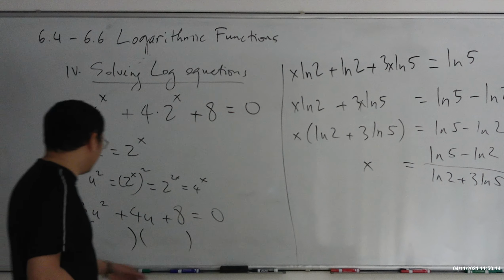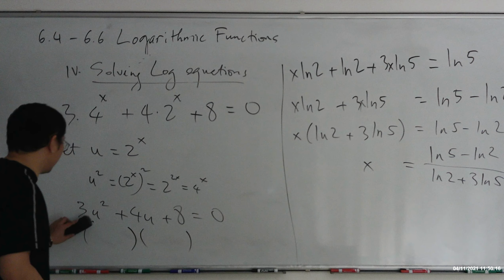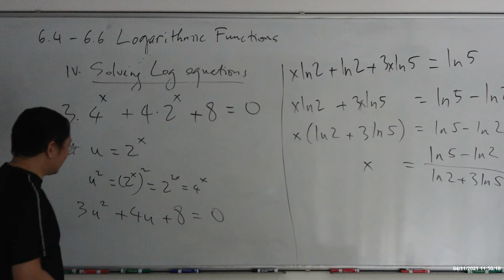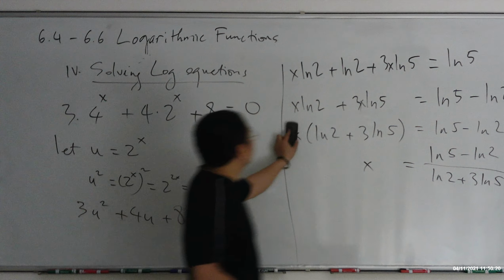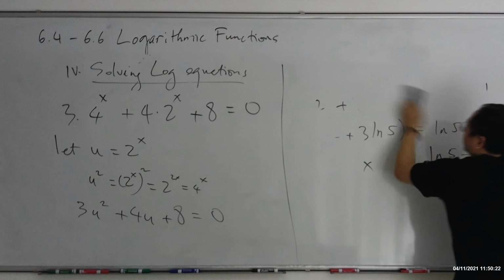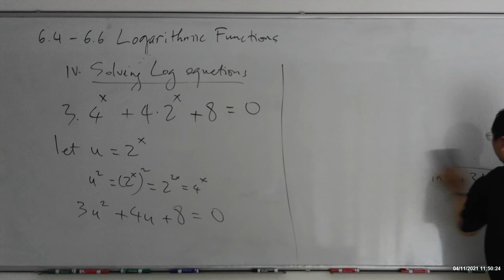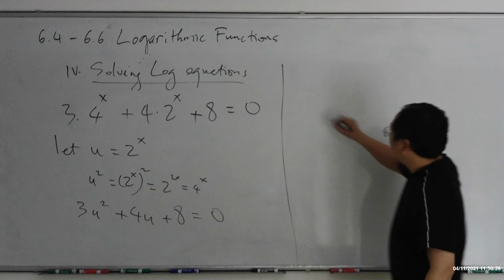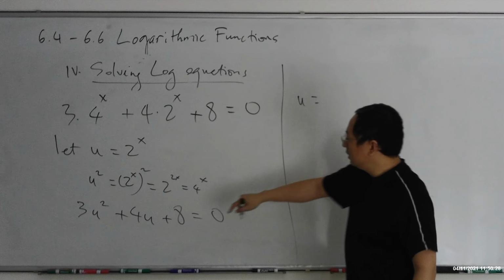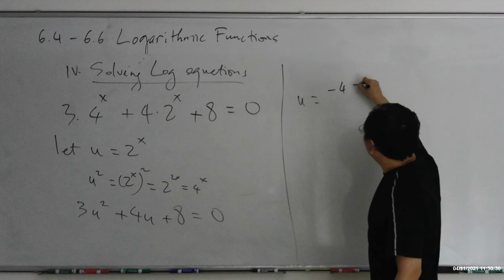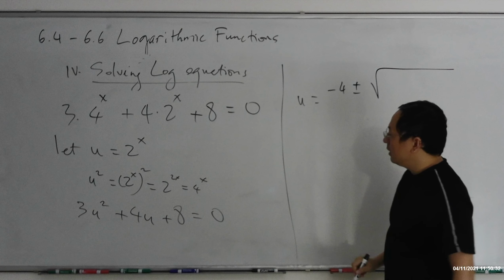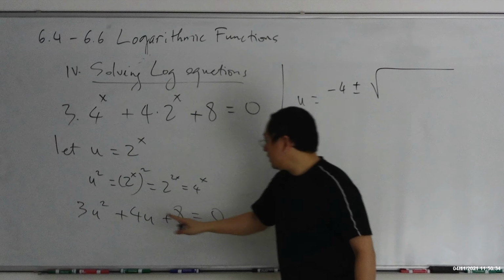I don't know. If not factorable, then you have to do a quadratic. I don't know how to factor this. Let's see. So let me do the quadratic formula. Okay. Quadratic formula says what? u is equal to negative b, so negative 4, plus or minus the square root of b squared minus 4ac.